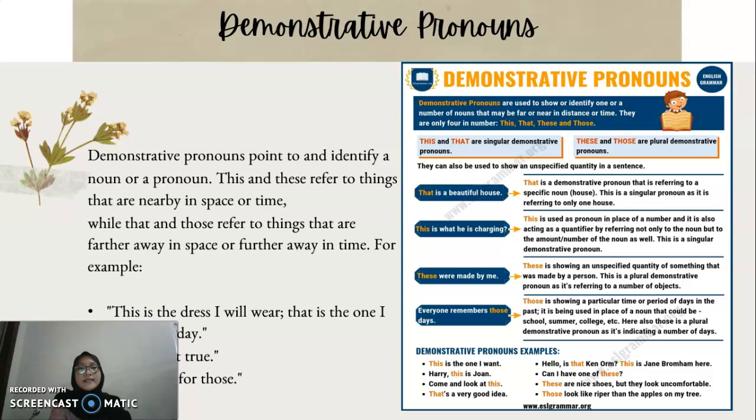The last example is, "Everyone remembers those dates." Those is showing a particular time or period of days in the past. It is being used in place of a noun that could be school, summer, college, etc. Here also, those is a plural demonstrative pronoun as it's indicating a number of days.